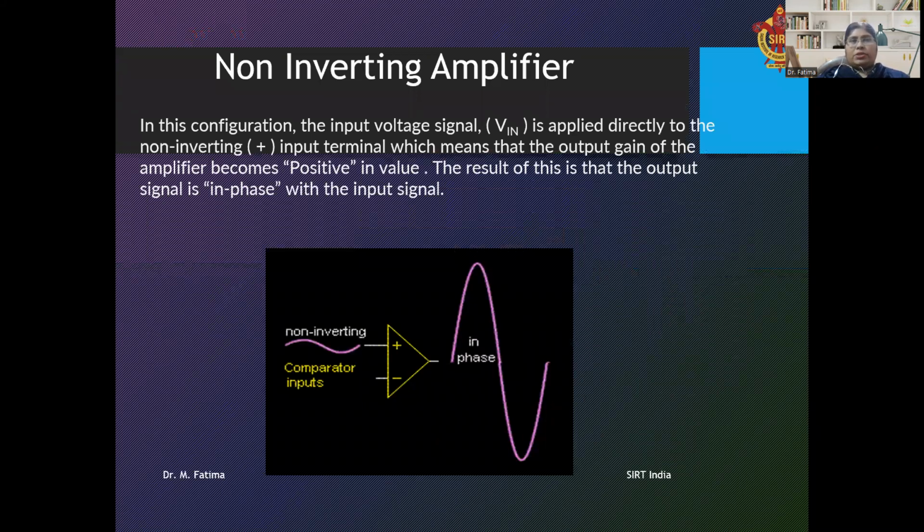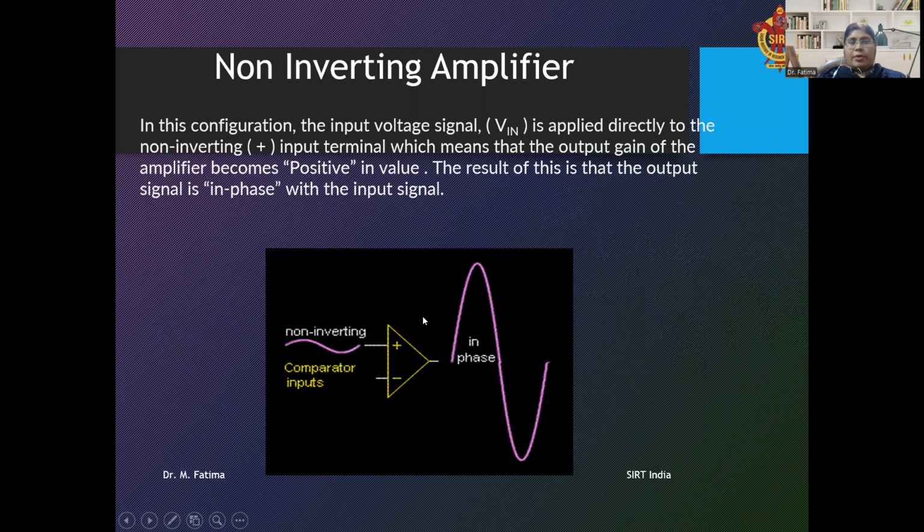Today I'm taking the non-inverting amplifier. In this configuration, the input signal is applied to the positive terminal of the op-amp, that is the non-inverting terminal, which means that the gain of the amplifier becomes positive, and the result is that the output signal is in phase with the input signal.